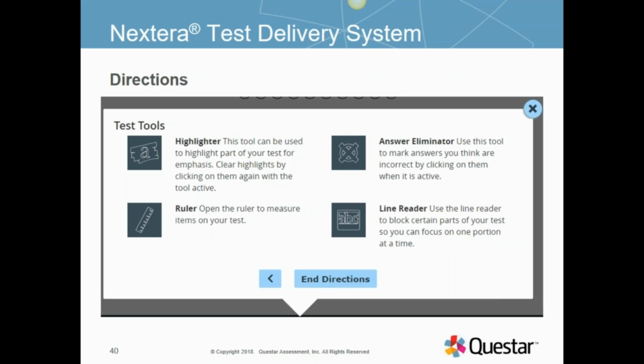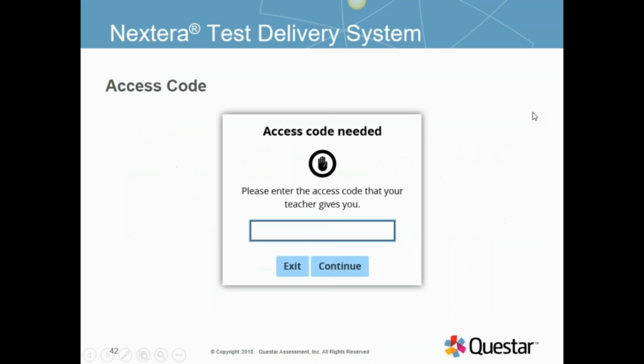When the student gets to this window, you'll either hit End Directions or X. And at this point, it will ask you for that session access code. So it's really important at this point that you then read that 4-digit code out loud. If it's 1, 2, 3, 4, for instance, then all of the students in that particular class will have the same access code. They would all just type in 1, 2, 3, 4 and hit continue.